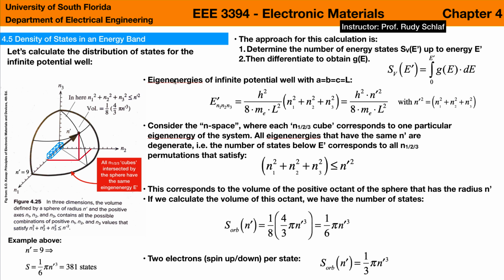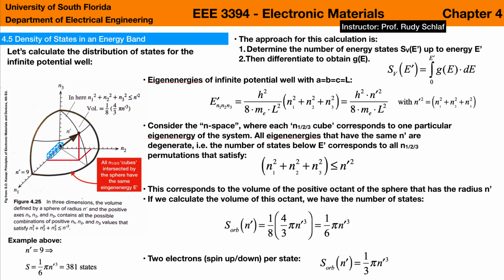Let's remember now that the formula for the eigenenergies of the infinite potential well is this here, and this assumes that the infinite potential well is a cube with a equals b equals c, and so we can just call it L for the length of the size of the cube. And these energies depend on the three quantum numbers that are added up in their squares. So if we plot the eigenenergies in the n space, as I call it, we have this coordinate system where on each axis we have one of the quantum numbers.